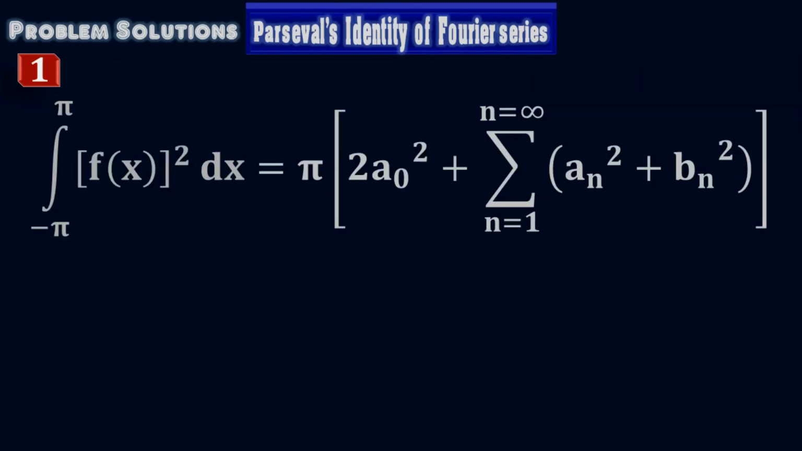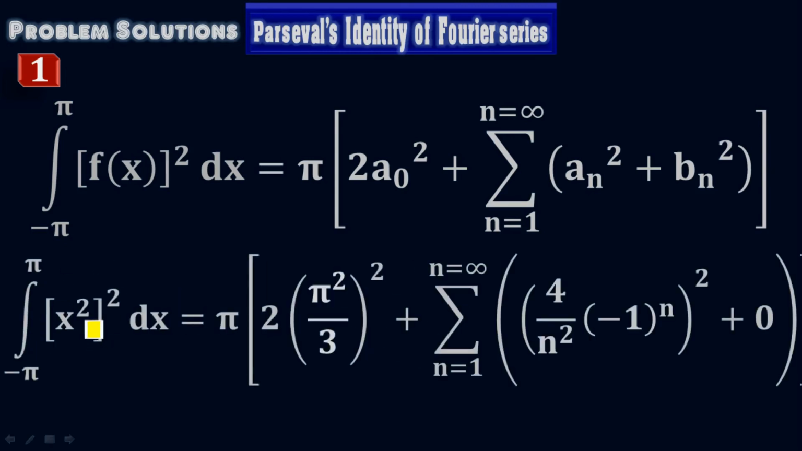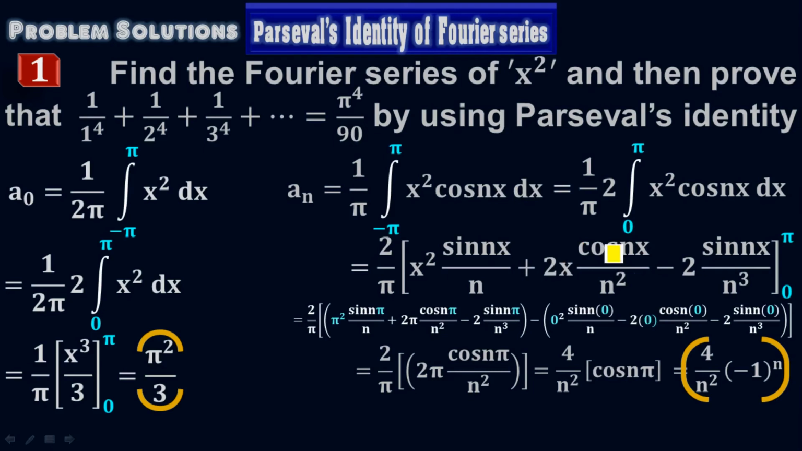So plug in the values of all the coefficients and the value of f of x to have the integral of x squared to the whole squared dx, and for a sub naught put pi squared over 3. For a sub n put 4 over n squared into negative 1 to the n to the whole squared. For b sub n put 0. So 0 squared will be 0. Look, my f of x is x squared, my a sub naught is pi squared over 3, and my a sub n is 4 over n squared into negative 1 to the n.